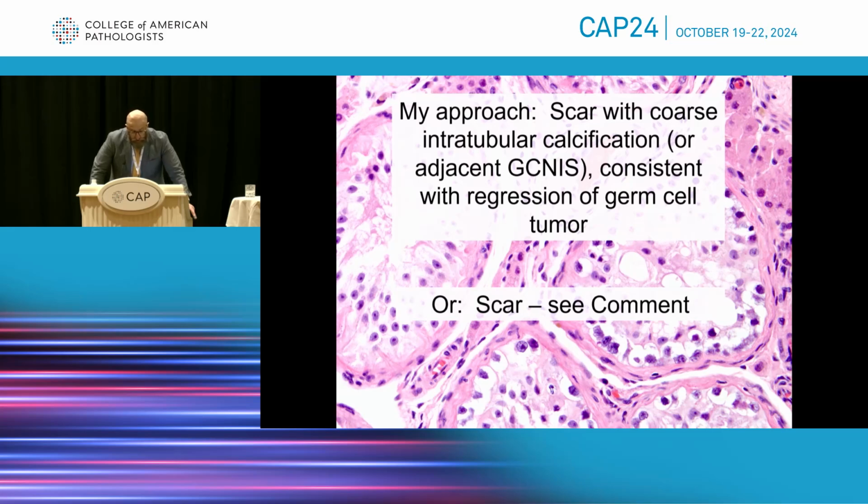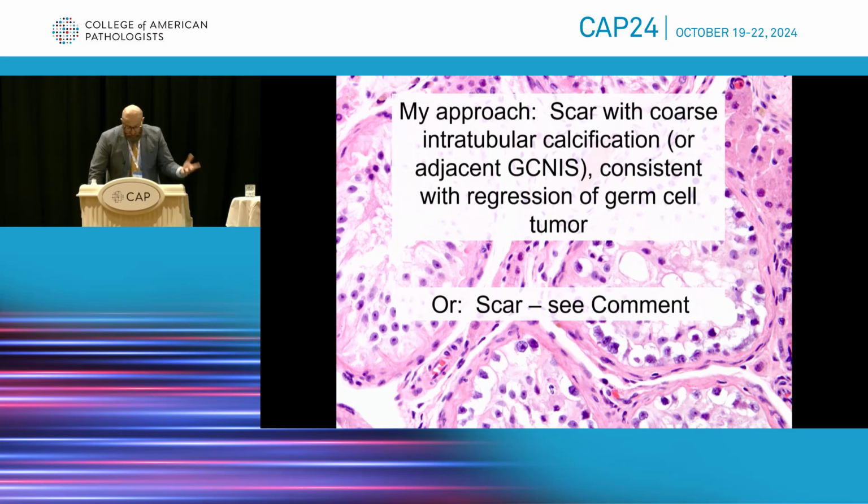And actually, talking of cases that I learned from in GU pathology, there was one a year or two ago where my colleague brought it to me. We saw there was a scar, but we really didn't see any of the other features to suggest that it was a regressed germ cell tumor. And we were debating, should we put the comment saying that it may be a regressed tumor or not? We ended up thinking there wasn't anything suspicious suggesting it was a regressed tumor. But then sure enough, later the patient was found to have metastatic germ cell tumor.